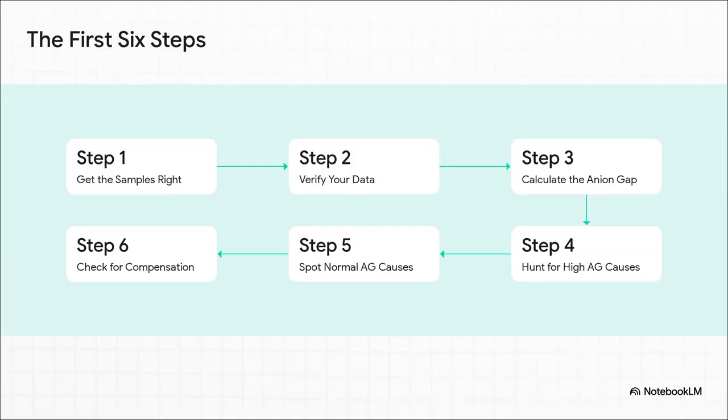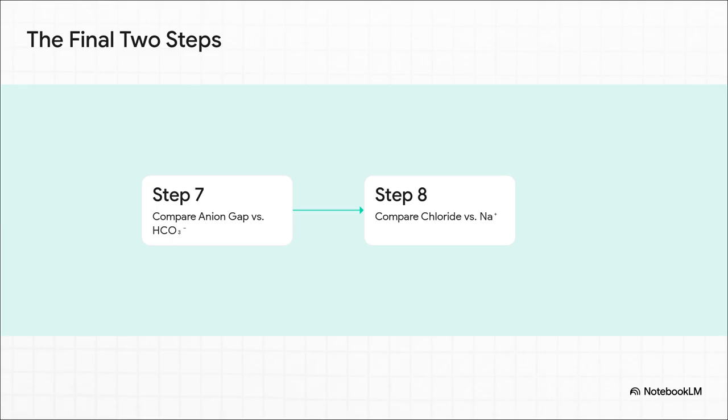We start by securing and verifying our evidence. That's steps 1 and 2. Then the real investigation begins. We calculate the anion gap, hunt for the cause, and then we check to see how the body is trying to fight back. And here are the last 2. Now these are the more advanced moves that help us uncover if there's more than one thing going on, what we call a mixed disorder. We're going to break it all down. Let's get started with step 1.